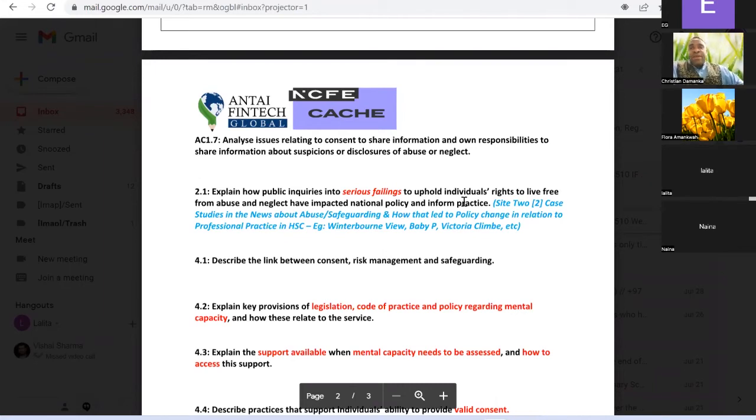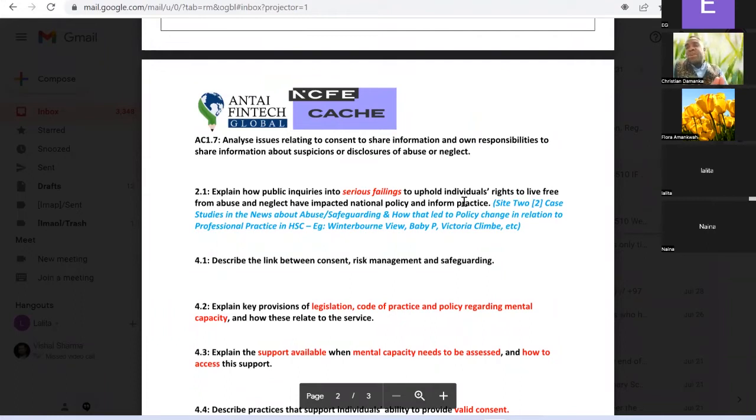Explain how public inquiries into serious failings to uphold individuals' rights to live free from abuse and neglect have impacted national policy and informed practice. Simply, this question says, do you know of any incidents or issue of abuse that was in the news? Was it investigated? Was there an inquiry into it? How did that failure or that abuse incident, and the investigation or review of it, bring about a change in the law and a change in how health and social care professionals should do their work?